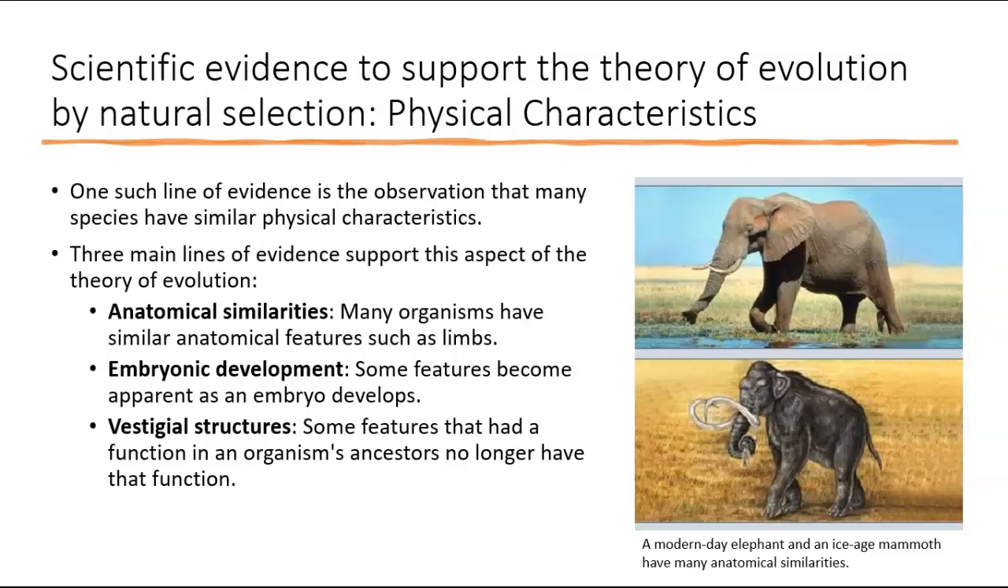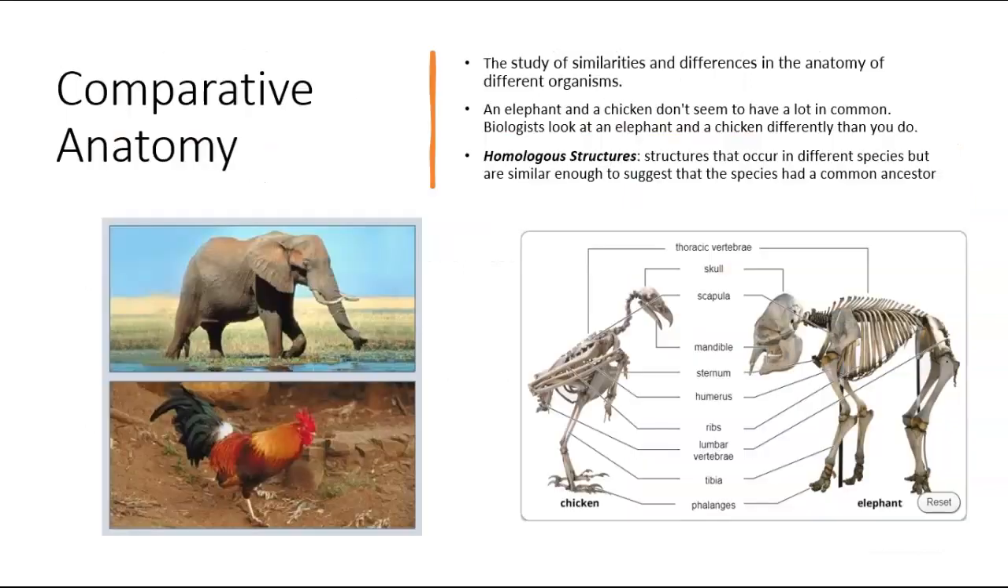Okay, so first let's start with comparative anatomy. We're comparing the anatomy of different organisms to determine similarities or differences. And we're going to look at a chicken and an elephant. They don't seem very similar at all. We would say they are completely different. But if we look at them in a biological sense, like a biologist would, we're going to see that they are more similar than you would think.